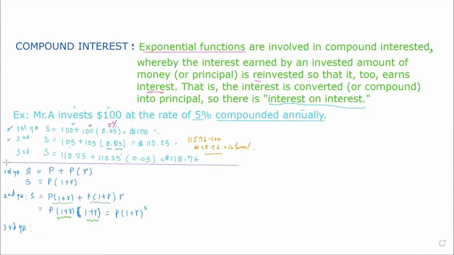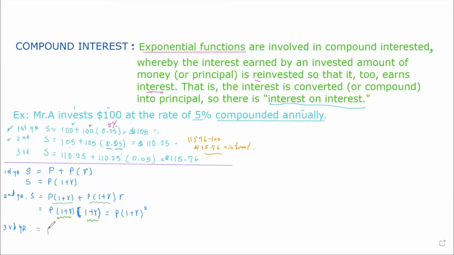Now we try to prove the formula. The third year: the amount from the second year becomes the principal of the third year, correct? That means 110.25 is the principal of the third year. So we get P(1 + R) to the power 2 as the principal of the third year.